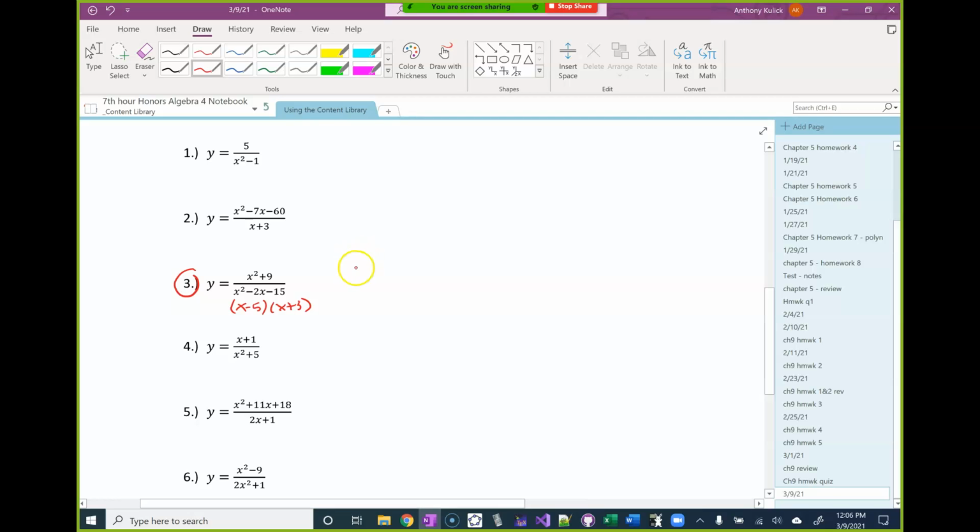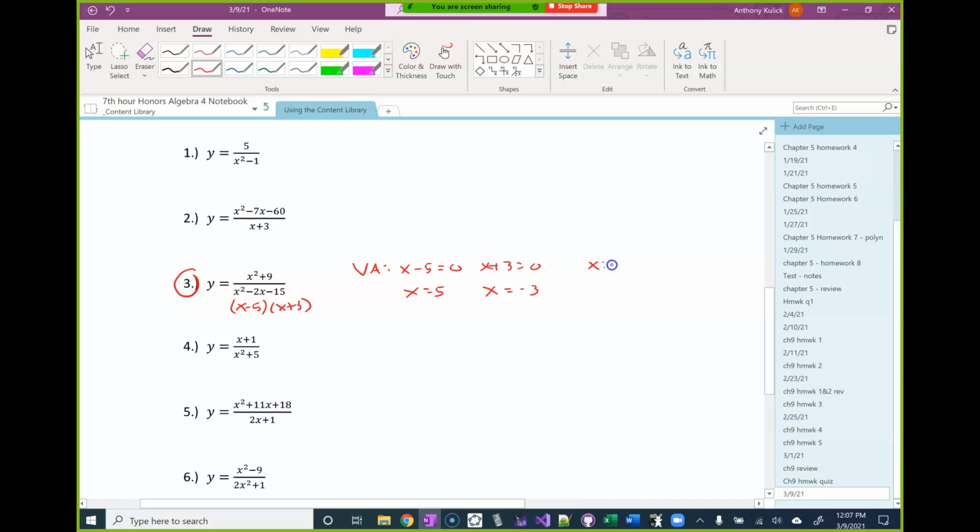To find my vertical asymptotes, I take my denominator. If I apply the zero product property, that really means each factor is set to 0. Vertical asymptotes at positive 5 and negative 3. Cool there.